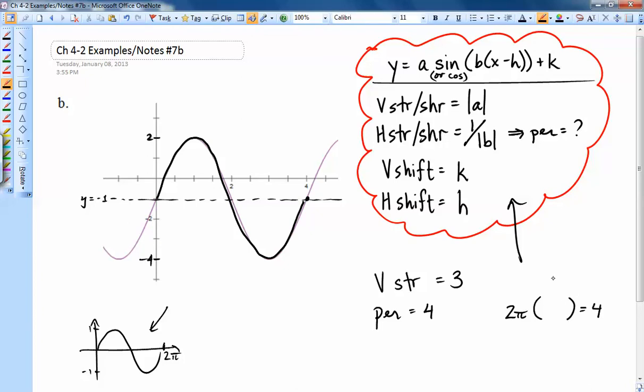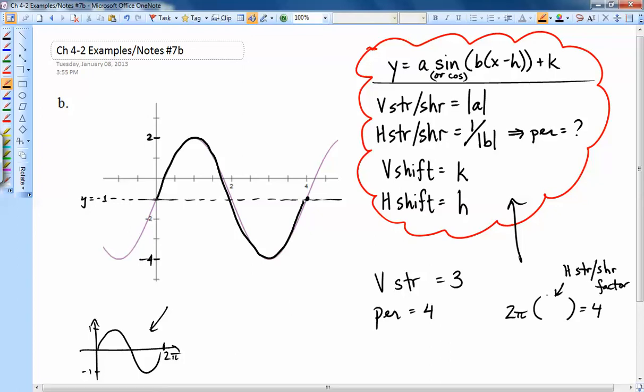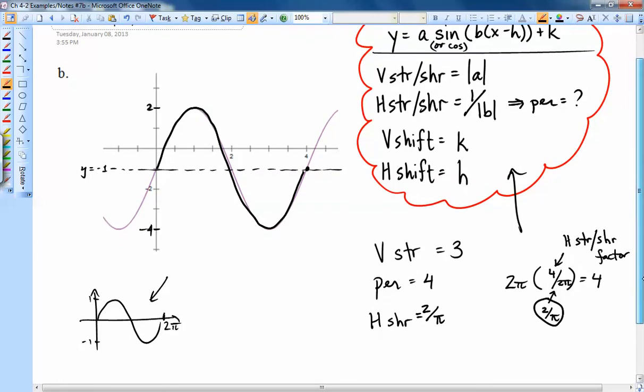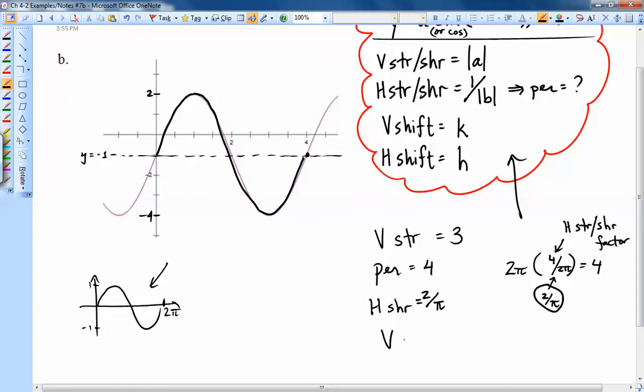This is the horizontal stretch shrink factor right here. The only number you can get for this is if you divide, you're going to get 4 over 2 pi, which is the same thing as 2 over pi. Actually, that's going to be a shrink because it's less than 1. So it's a horizontal shrink by 2 over pi. Okay. I've got a vertical shift. We already talked about that. That's 1 unit down. So you could write -1 or you could just write 1 down.